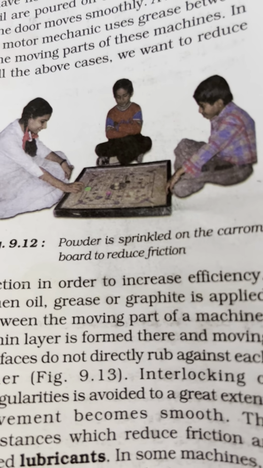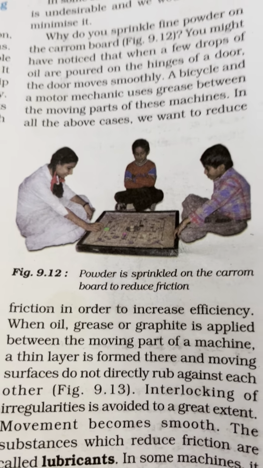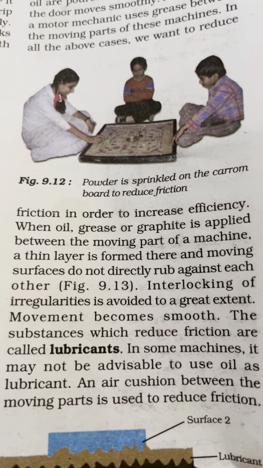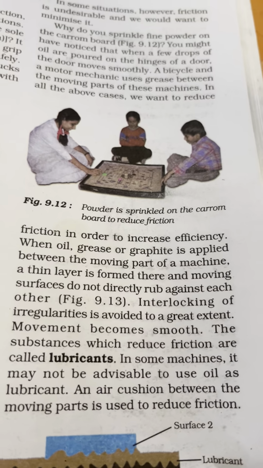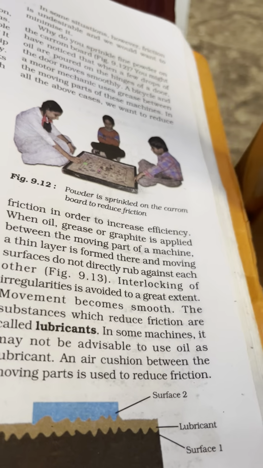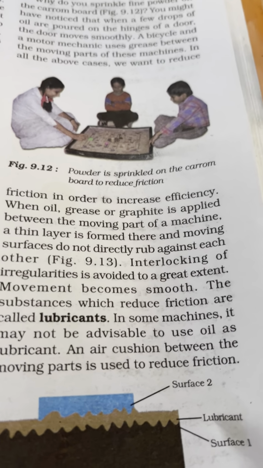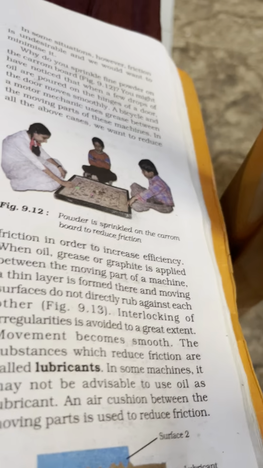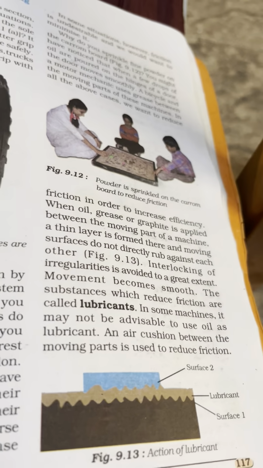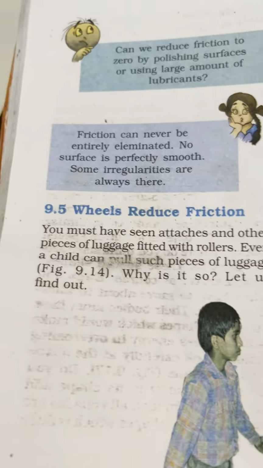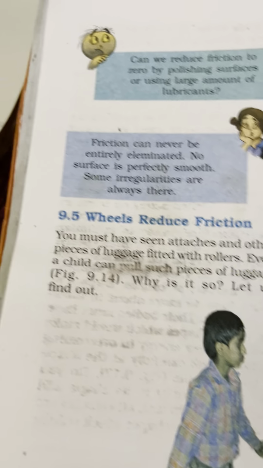Powder is sprinkled on the carom board to reduce friction. The substances which reduce friction are called lubricants. In some machines, it may not be advisable to use oil as lubricant. An air cushion between the moving parts is used to reduce friction. See figure 9.13. Wheels reduce friction.